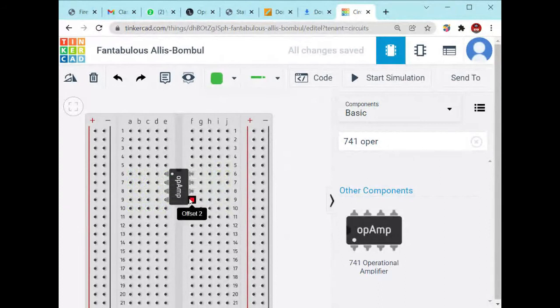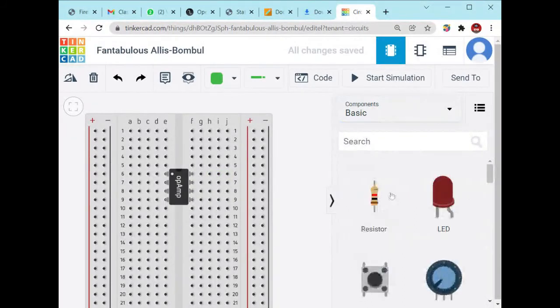Eighth pin is not connected. Pin number five is offset. Pin number one is offset. Pin number two is input. Pin number three is input. And here is the power connection, negative power connection, and this is the output, and this is the power positive. So you have to connect positive and negative right here, and this one is not connected.